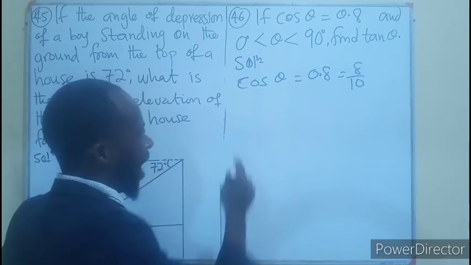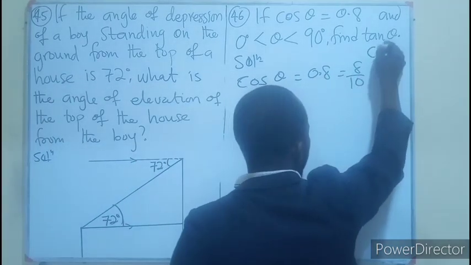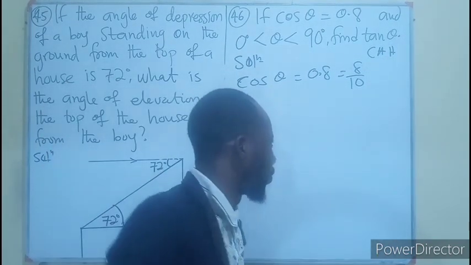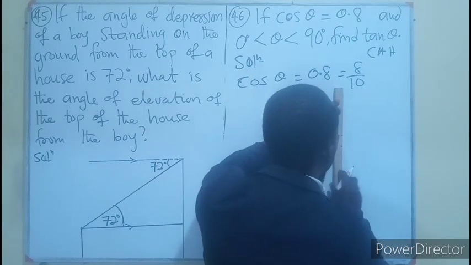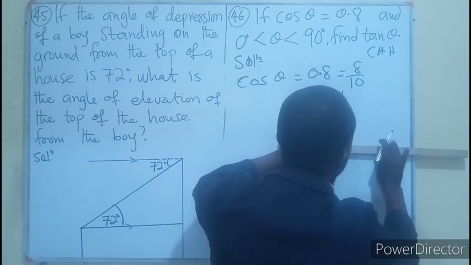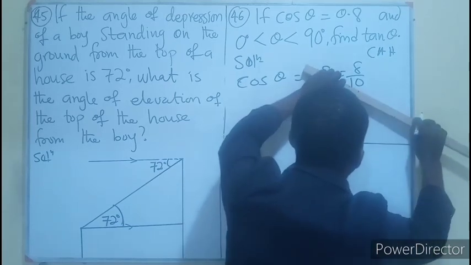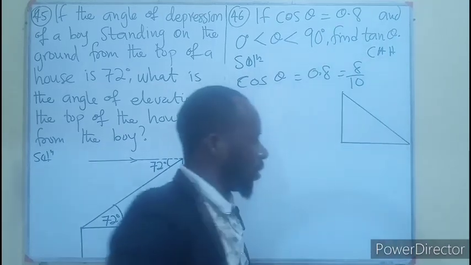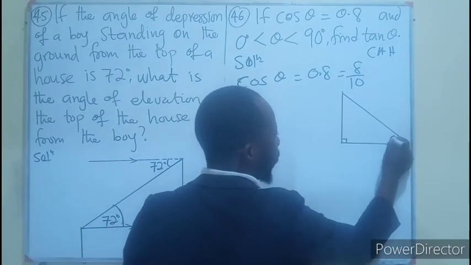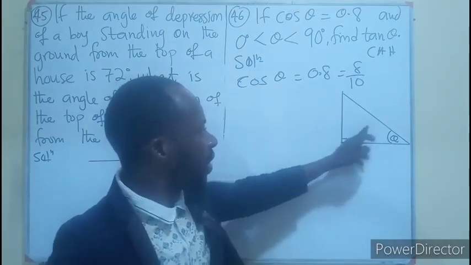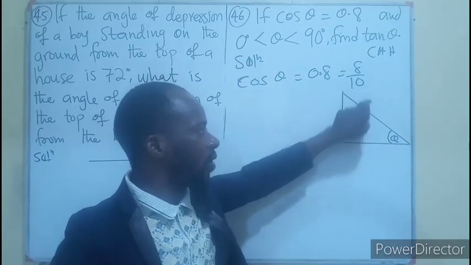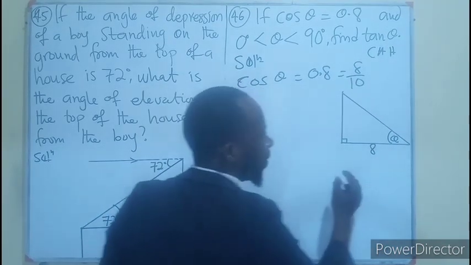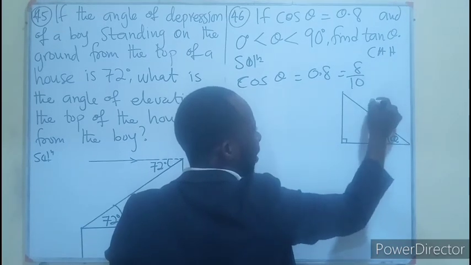And we know that under cos, we are talking about adjacent and hypotenuse. So let me make a sketch of that. This is my right angle. I am trying to introduce the angle here. So this is the opposite. This is the hypotenuse, this is the adjacent. Adjacent is going to be the 8. Hypotenuse is going to be the 10.